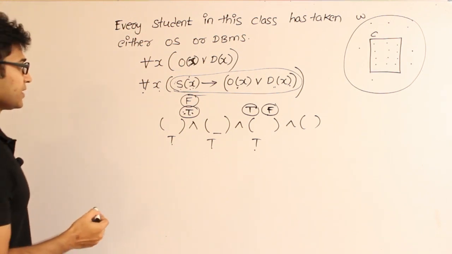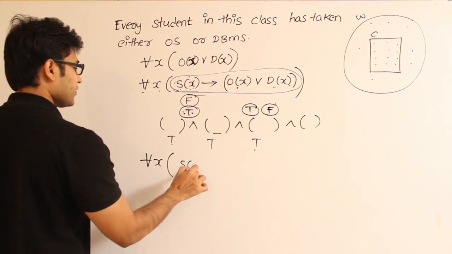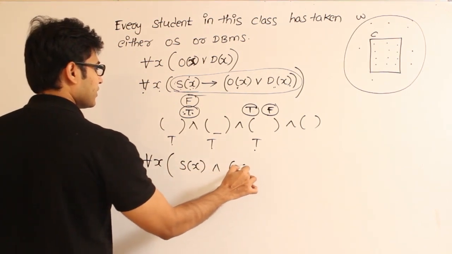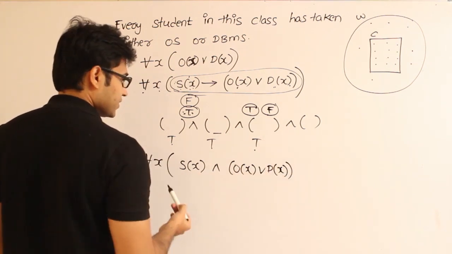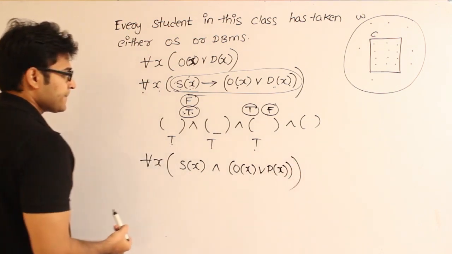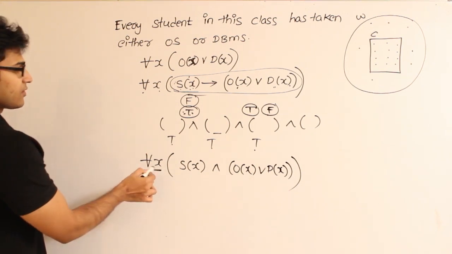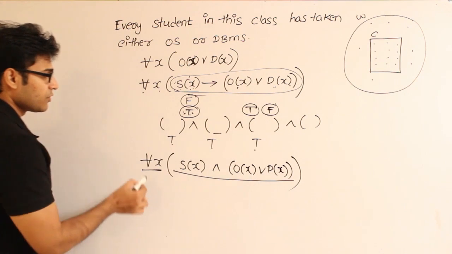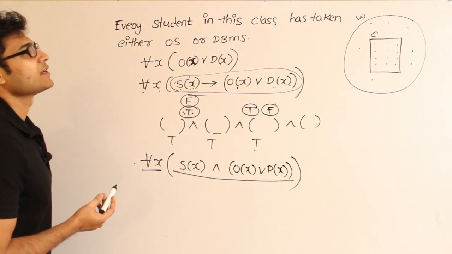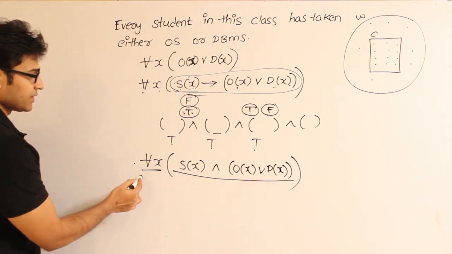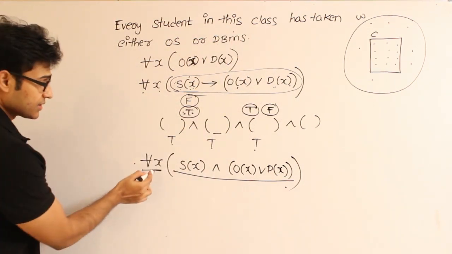Now if you try to do something like this, for all x, S of x and O of x or D of x, if you try to do like this, what is the problem with this one? Can you just think about it? The problem with this one is, for every x, this entire statement has to be true, then only it is going to be true. Let us assume the case in which every student in the class has taken operating systems or DBMS. Then we are expecting that this entire thing should be true because the statement is true, but it will be false. This statement will be false.